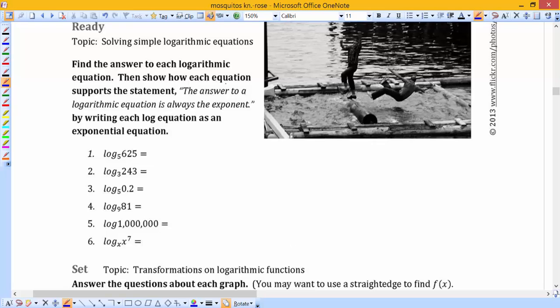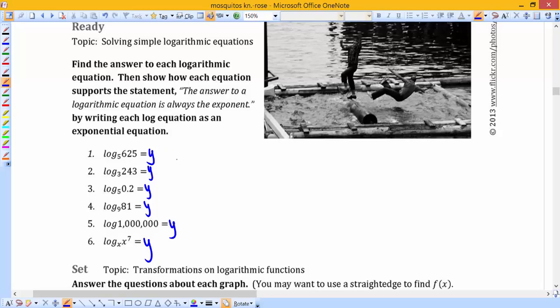So we want to find the answer to each logarithmic equation, then show how each equation supports the statement. The answer to a logarithmic equation is always the exponent, by writing each log equation as an exponential equation. So I can set all of these equal to y. So that's how I'm going to start. I'm going to just set them equal to y.